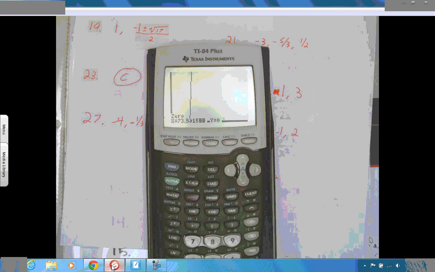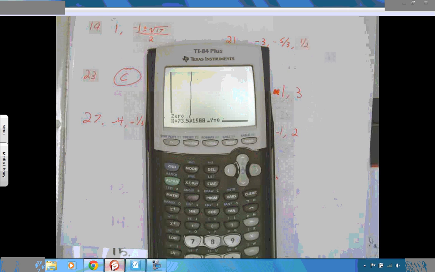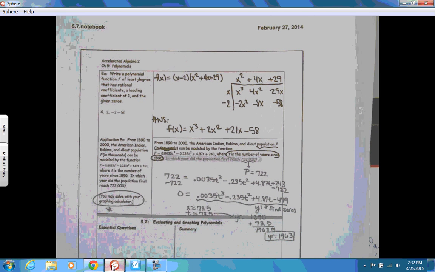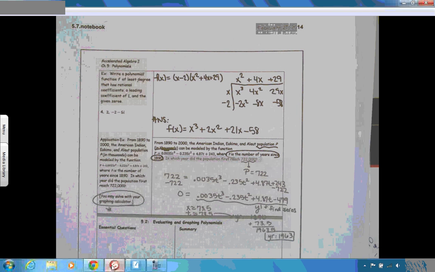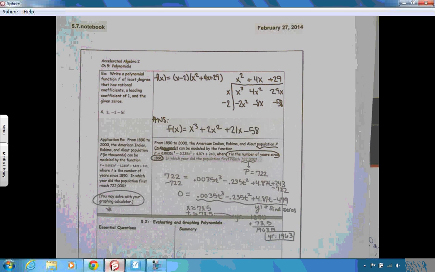Put the 243 in there. No, it's got to be set equal to 0. Wait, did I not put 243? I subtracted 722 from 243. So what was your equation that you put in for y? The y is the exact same, right? But look up there. 722, so if I subtract 722 from each side, I get 0 equals. And everything stays the same, but instead of plus 243, I have minus 479.